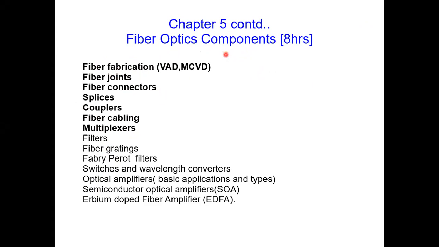First I need to fabricate the fiber, then I need to join the fiber. For joining, we have the connectors or the splices. Then couplers are there. Then the cable comes. How do I protect the fiber? Then if I have to send multiple signals across the same fiber, I need to multiplex the signal. So here your WDM comes. Then I need to filter the signals. Filters are a part of communication. So fiber filters are there.